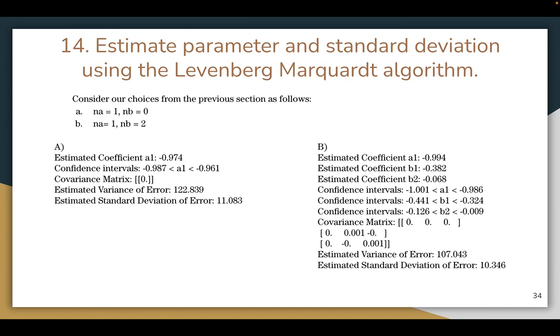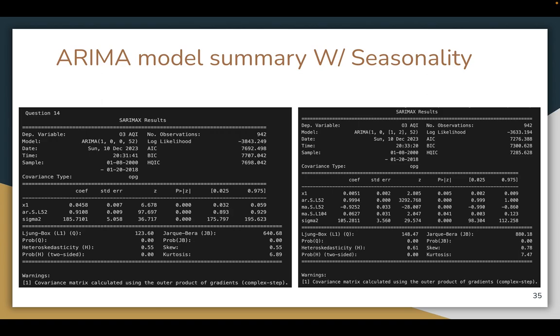Estimated parameter and standard deviation using the LM algorithm. The statsmodels ARIMA process models for option A and B are these. Note that I have included seasonality, and looking at the estimated variance of the error for option B, that is 107.043, which is less than option A. So this is the ARIMA model summary.